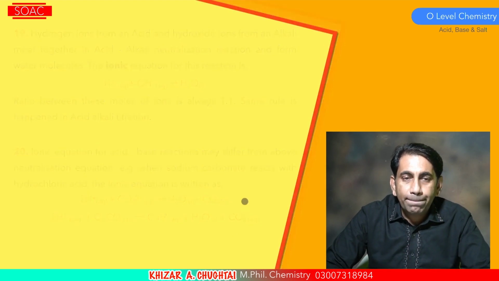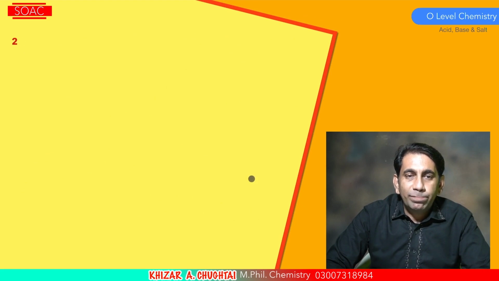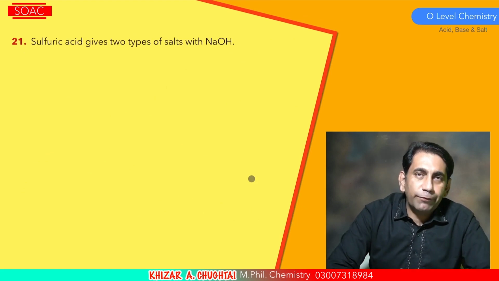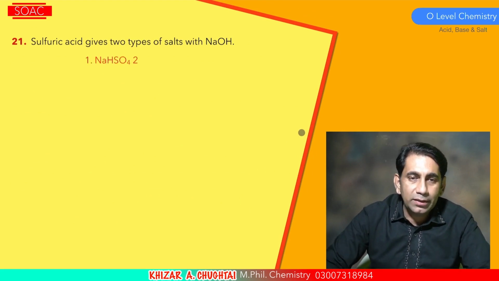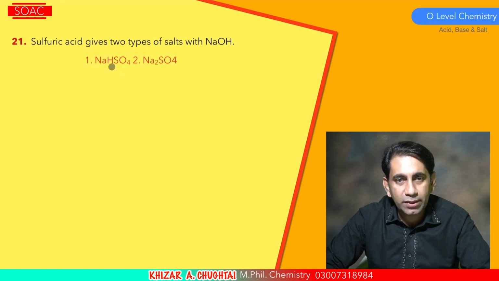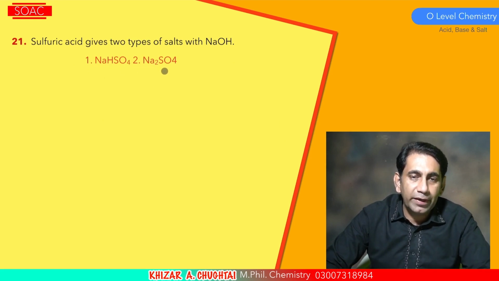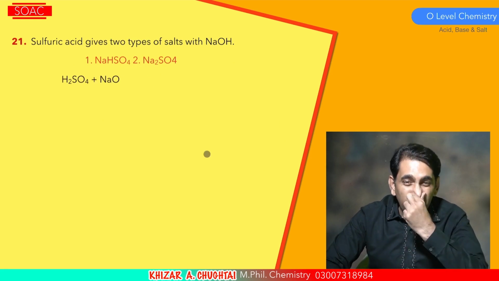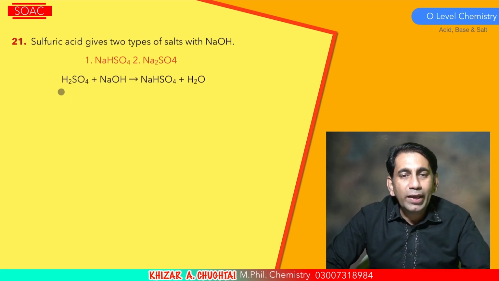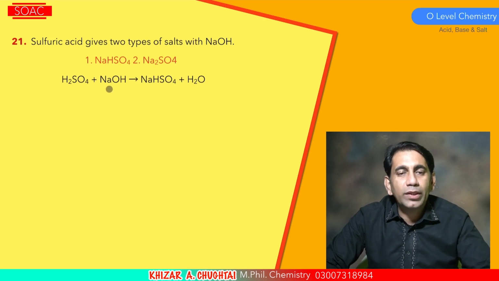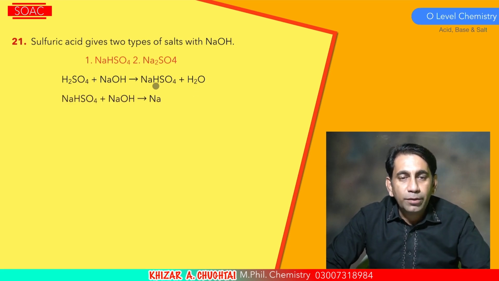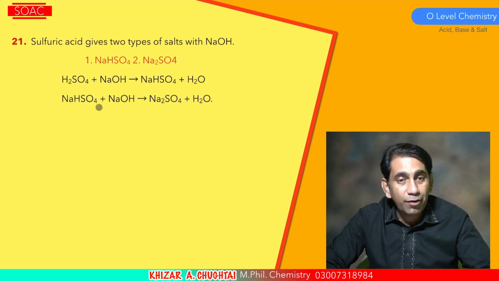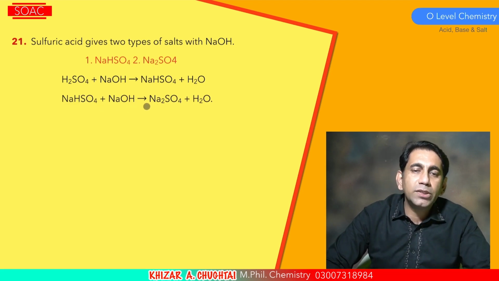Next one, sulfuric acid gives 2 types of salts when it is allowed to react with sodium hydroxide. Number 1, sodium bisulfate or sodium hydrogen sulfate, and second salt is sodium sulfate. In the first step, sodium hydrogen sulfate is formed. When sulfuric acid reacts with sodium hydroxide, in the first step there is the formation of sodium hydrogen sulfate, and in the second step sodium hydrogen sulfate again reacts with sodium hydroxide to make sodium sulfate.